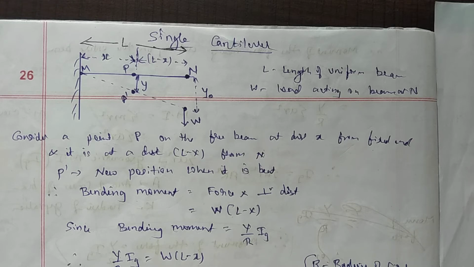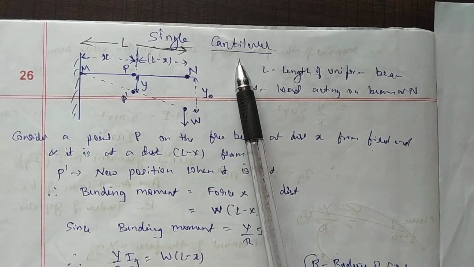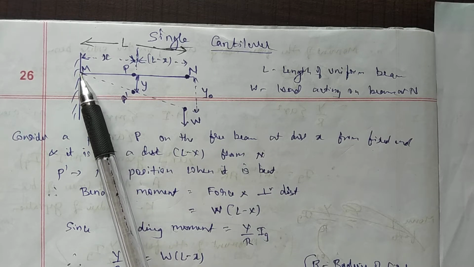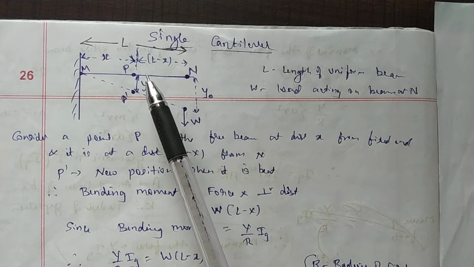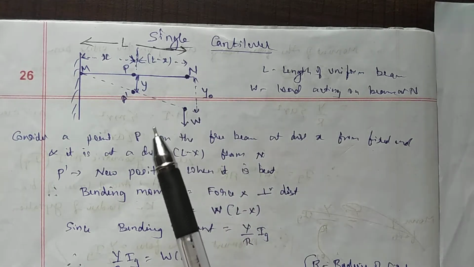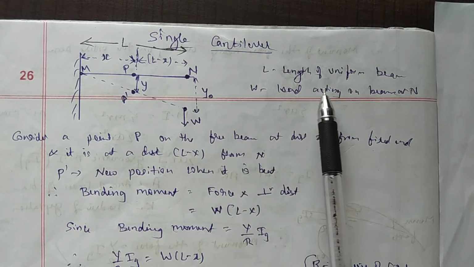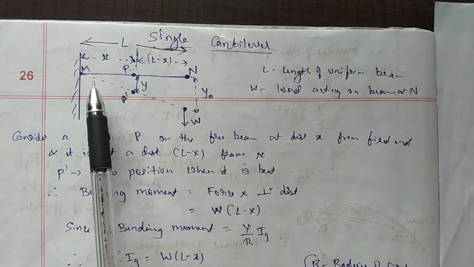Today we are going to discuss the single cantilever. Yesterday, in the previous session, we discussed what exactly the single cantilever is. It means a beam of which one end is fixed and the other end is free. We call it a single cantilever. Taking such a beam MN, let L be the length of the uniform beam MN.